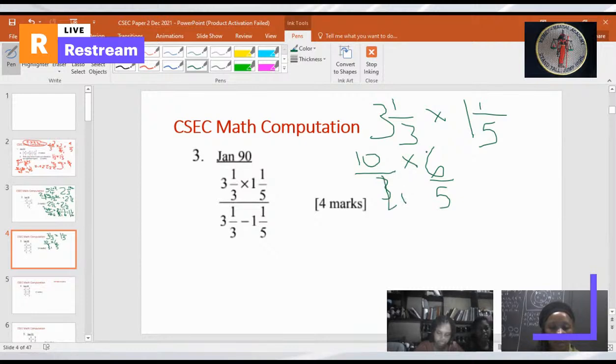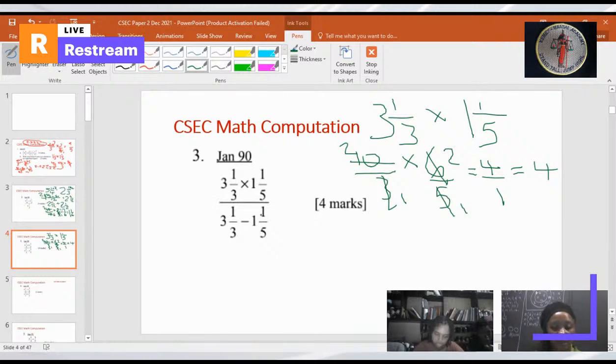3 into 6 is 2, 5 into 10 is 2, 5 into 5 is 1. We're left with 2 twos, 4 over 1 times 1, which is 1. So 4 over 1 is 4. So in the numerator, we have a 4. All of this has been reduced to 4.